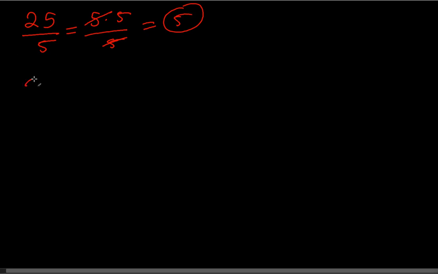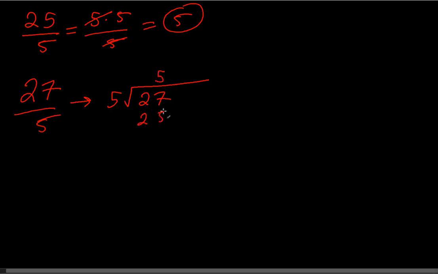Okay, but what about something like 27 fifths? How do you do this by hand? Well, that's not quite as easy. I don't have that one memorized. So I'm going to have to use something like long division. So I want to get as close as I possibly can to 27, some multiple of 5, but I don't want to go over. And I already know that 5 times 5 is 25, so that's going to work. I subtract them, I get 2. So this is what we call the remainder. That 2 is a remainder.